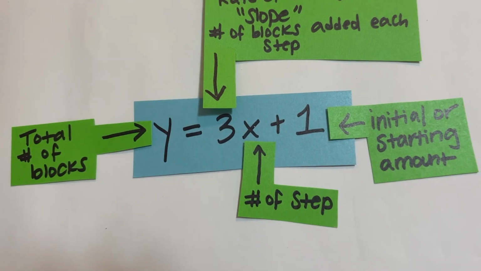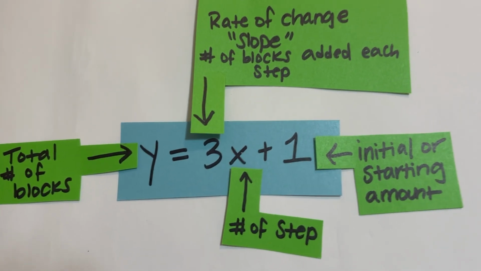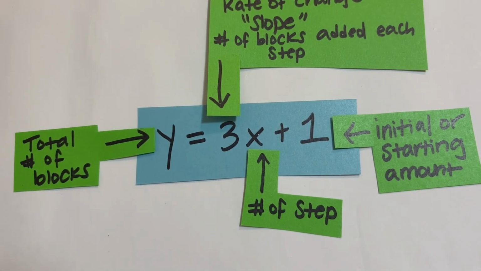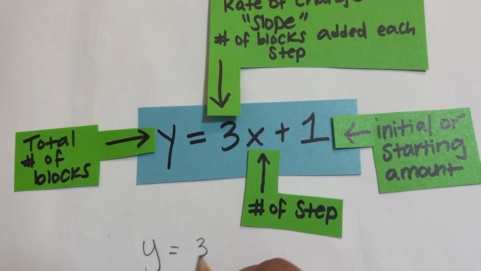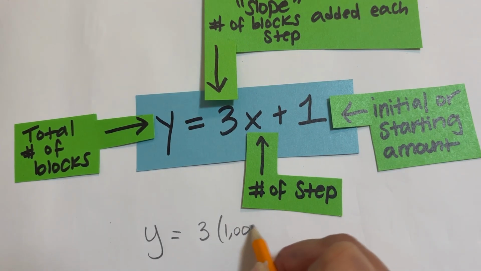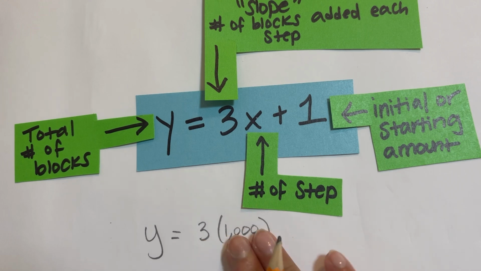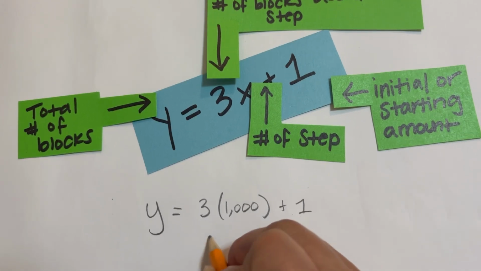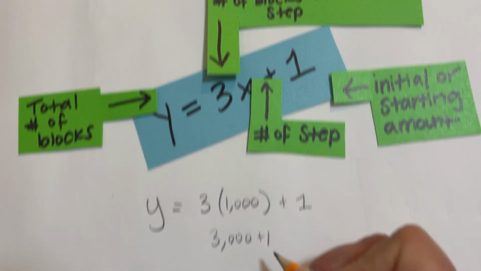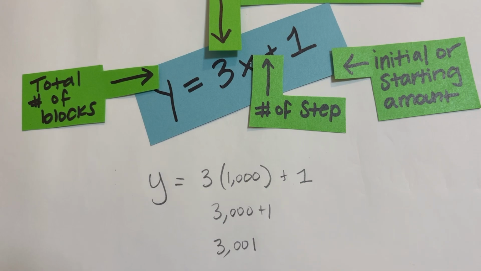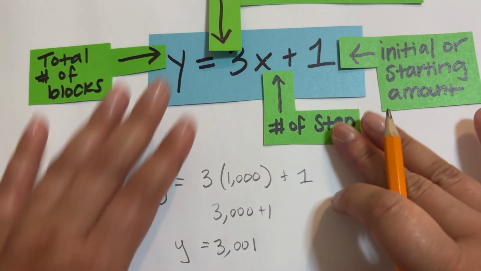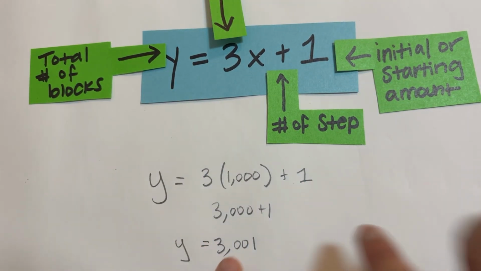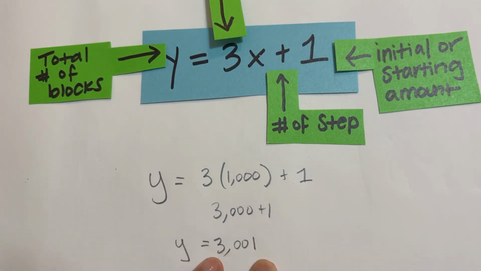So if I want to find out how many blocks we will have after 1,000 steps, we can write Y equals 3 times 1,000. Whenever you have a number next to a parentheses, it's multiplication, plus the 1 block we started with. That's 3,000 plus 1. 3,001 blocks. The advantage of the equation is that we can find steps that are very far and that will give us many blocks.